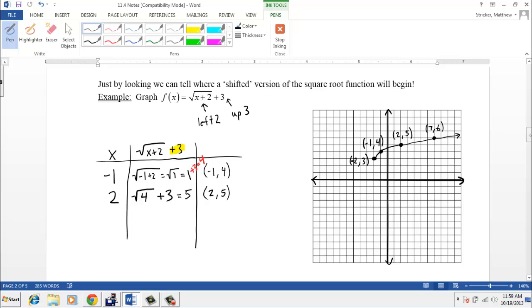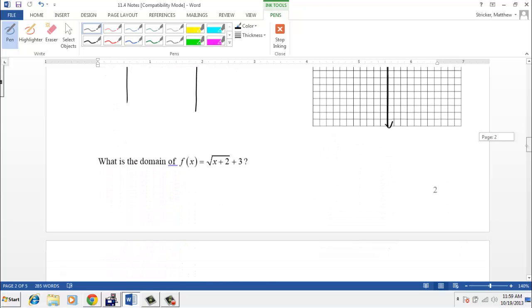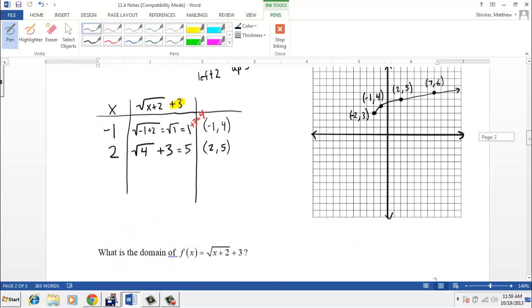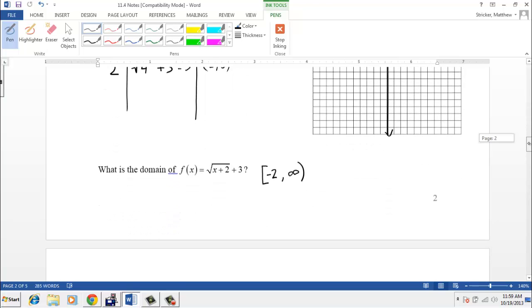So there's our nice square root function. Again, is there any restrictions on the domain here? Yeah, we already kind of talked about this. The domain only goes from -2 to positive infinity. There won't be any values to the left of -2. Okay, so hopefully that makes sense to you.